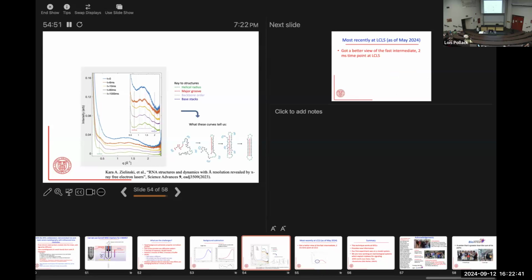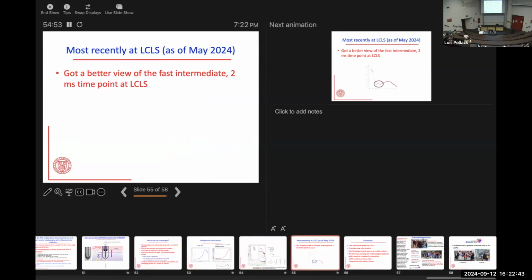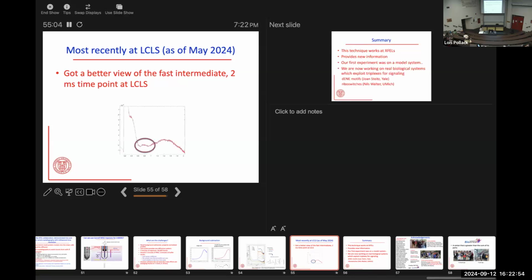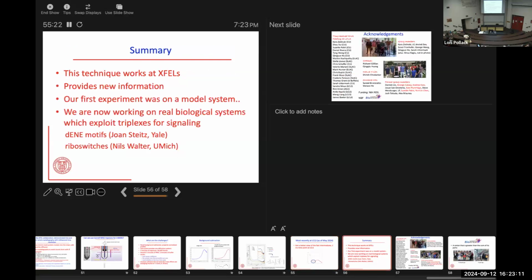after about a second. Okay, so most recently, because I wasn't quite convinced about that little major groove peak, I made my student build me a mixer that got us faster to 2 milliseconds. Right, and there we go. We captured this in May. So this is a feature that is transient. We only see it on the most rapid time scales. So it's not present in the beginning state, not present in the end state, but it's there. So that's an intermediate. All right.